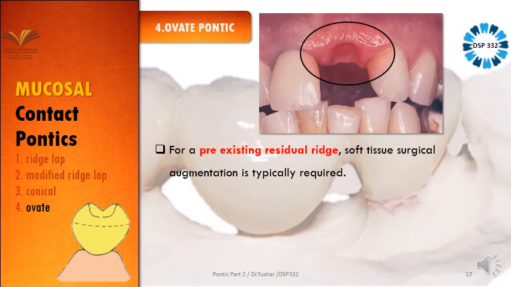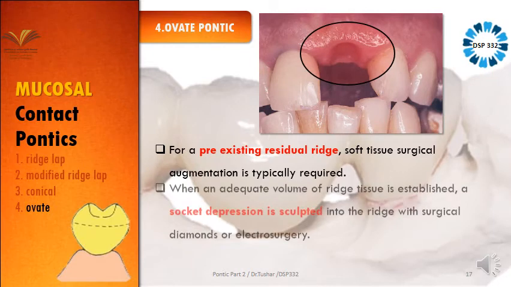Then for a pre-existing residual ridge, soft tissue surgical augmentation is typically required. This is your soft tissue augmentation done, right? We can create a depression surgically. That is called your soft tissue ridge augmentation.